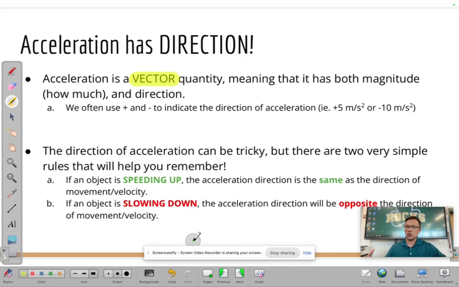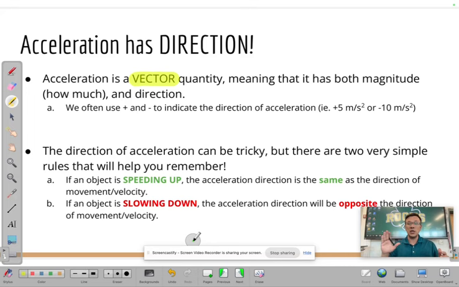Magnitude is how much. So when you have something like 5 meters per second north, the number 5 tells you how much. That would be the magnitude. And then the direction would be north in that situation. As I mentioned before, we can use positive and negative symbols to indicate direction in physics, and we do that quite often. Direction is relative in physics.